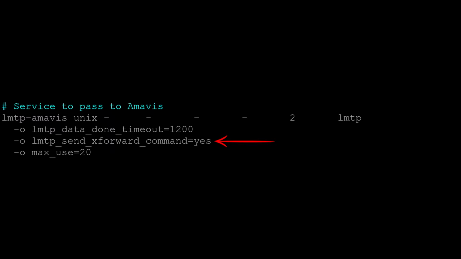LMTP send x forward command equals yes. That means that Amavis receives some headers from the original email, like the original sender's IP address. It can use those for some extra checks to try to see whether or not the email is legit. And max use equals 20. That's the same as the max requests value we put on the Amavis config end, so that those line up.